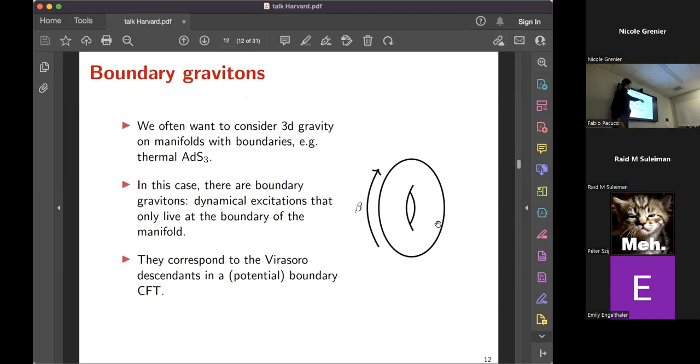Global AdS is usually where we don't identify the donut, and it's just a long cylinder. If we identify it periodically, then we call it thermal AdS, and there is in particular beta around the circle. So we can try to compute something like thermal partition functions. In this case, you do have dynamical degrees of freedom, and they are boundary gravitons. They're gravitons, but they just live at the boundary of the space.